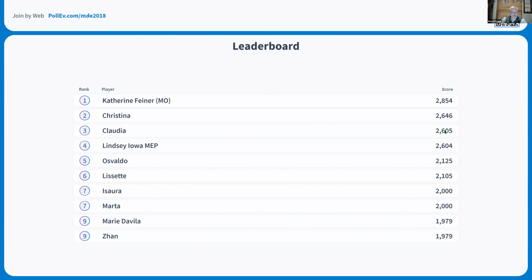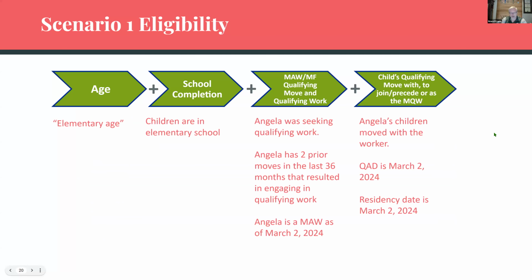All right. Some new folks up on the leaderboard. Good job, everybody. Just to go over the scenario in case anybody has any questions, and if some are in the chat, please let me know. The children are elementary age, which means that they likely do not have a high school diploma or GED. That's assumed in the question. Angela was seeking work. She had 2 moves in the last 36 months that ended up resulting in qualifying work. Therefore, she is considered a migratory agricultural worker on the current move.